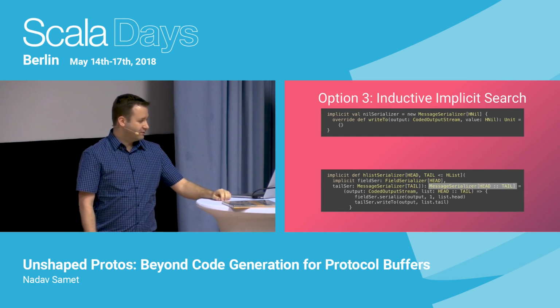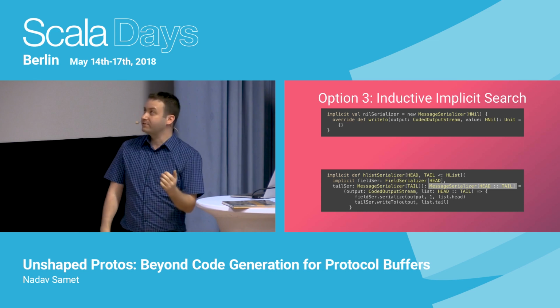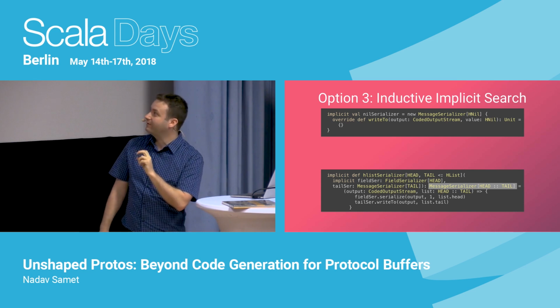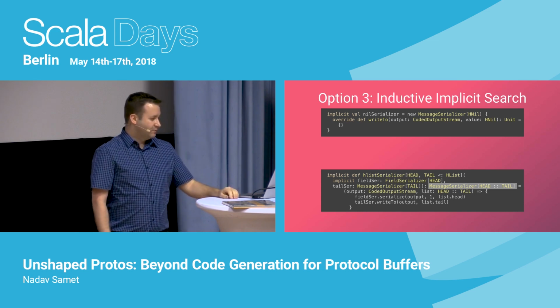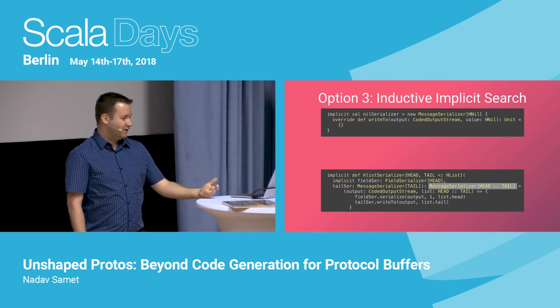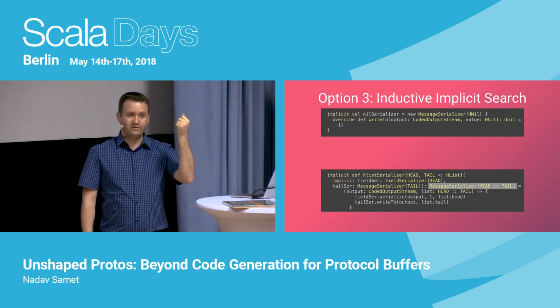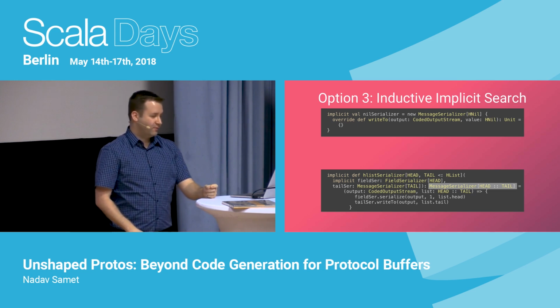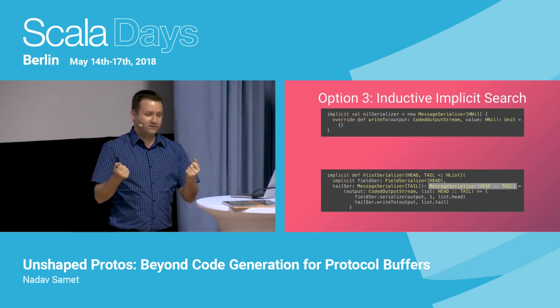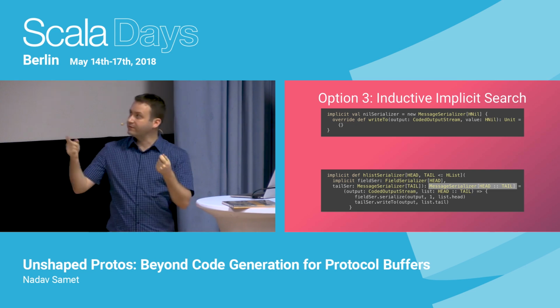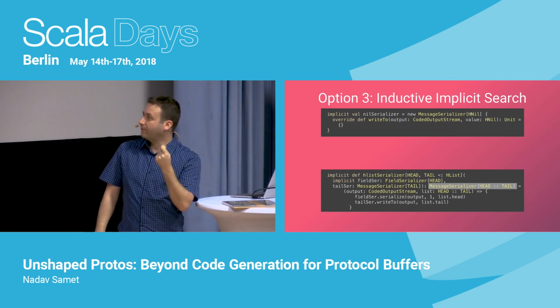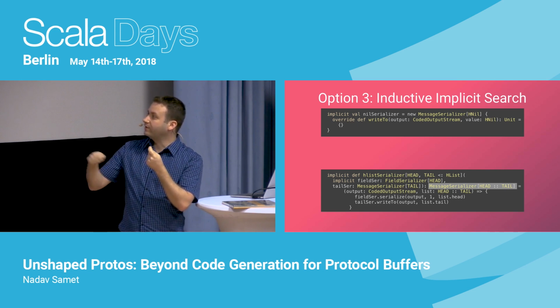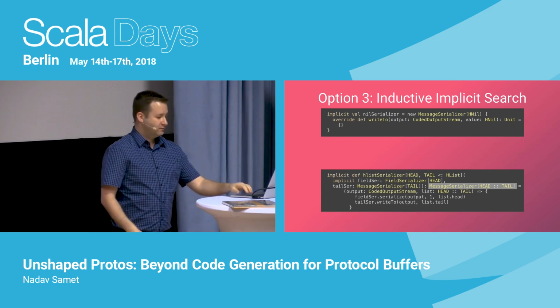So we have an implicit function that returns a MessageSerializer of H followed by a tail. The inputs it wants are a field serializer for the H to serialize the first type, and a MessageSerializer for the tail to serialize the rest of the list. And once we have all these ingredients, we can basically call fieldSer.serialize to serialize the head, and the tail serializer to serialize the tail of the list, and we are done.